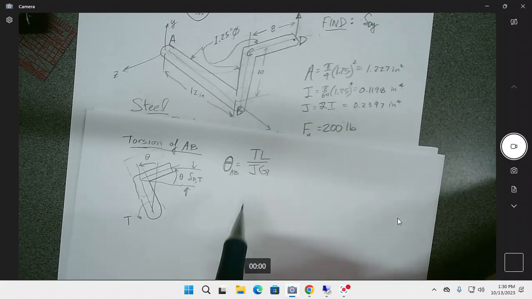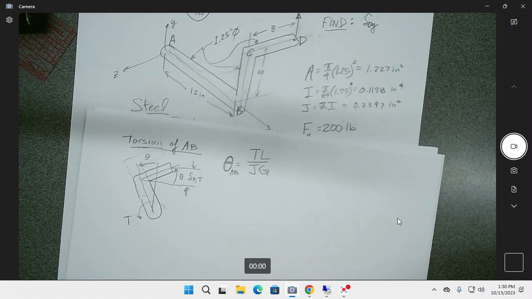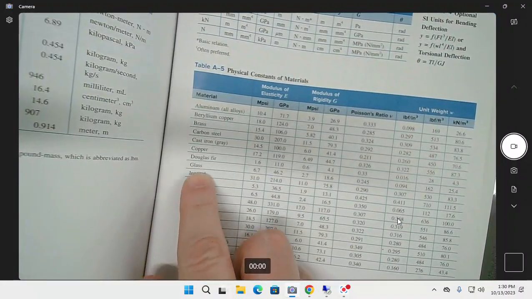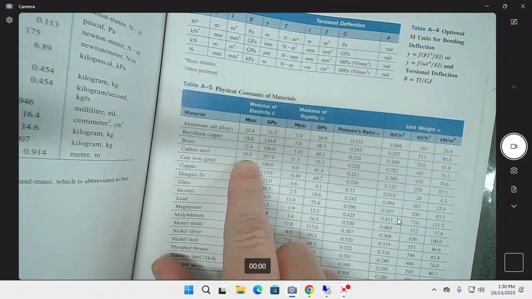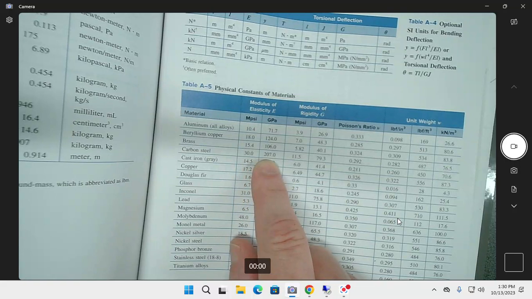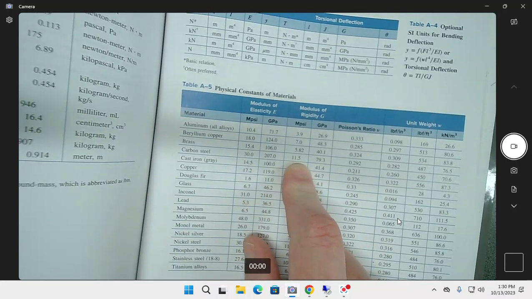Okay, so we're gonna need G. We can look that up. We could probably calculate it ourselves with the Poisson's ratio, but for carbon steel we used 30, so we might as well be consistent here and have our modulus of rigidity to be 11.5.